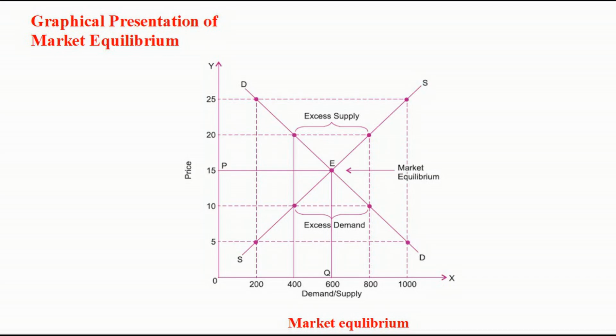If the price is below the equilibrium point, again take price 10, the quantity demanded becomes 800 and the quantity supplied is 400. Any price below the equilibrium creates excess demand. Consumers demand more, but suppliers produce or supply less of a commodity into the market. This is the market equilibrium illustration with a graph.